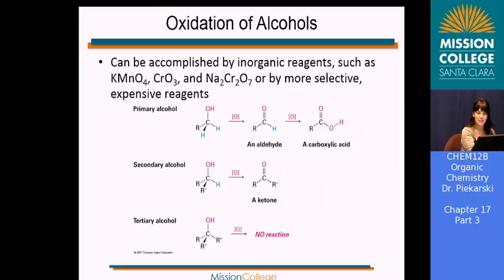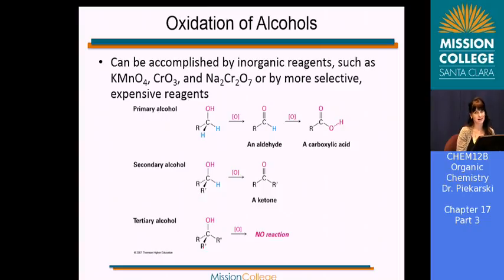Potassium permanganate, chromic acid, sodium dichromate, anything that has lots of oxygens in them are good oxidizing agents. Get it? Okay, good, hopefully. They have lots of oxygen in them, right? So we can oxidize a primary alcohol to a carboxylic acid. There's going to be ways to make it stop at an aldehyde, and I'll get into that in the next slide. You can oxidize a secondary alcohol into a ketone, because you'll have two R groups here.